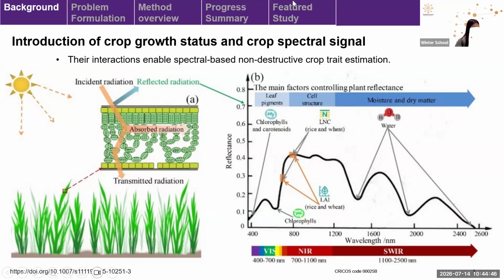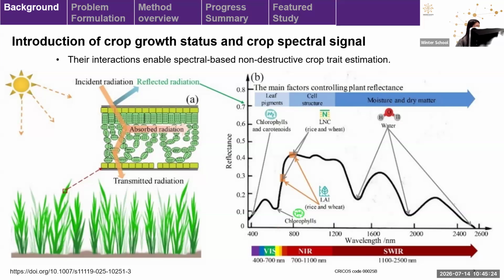As this figure shows, when sunshine hits the top of the crops, it undergoes three processes: reflection, refraction, and transmission. The crop growth status, including biomass accumulation, leaf area development, leaf water content, and leaf chlorophyll content, will directly influence how the plant interacts with the incident light. This interaction forms the basis of the plant spectral signal.